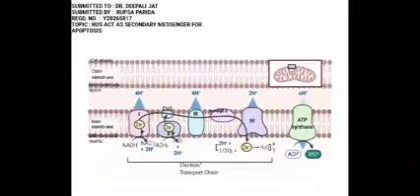The name of my topic is ROS act as second messenger for apoptosis. Second messengers are molecules that relay signals from receptors on the cell surface to target molecules inside the cell. ROS means reactive oxygen species, which are highly reactive chemicals formed from oxygen, and it is classified as radicals and non-radicals. Radicals are superoxide, hydroxyl radical, nitric oxide, and non-radicals are hydrogen peroxide, peroxynitrides.